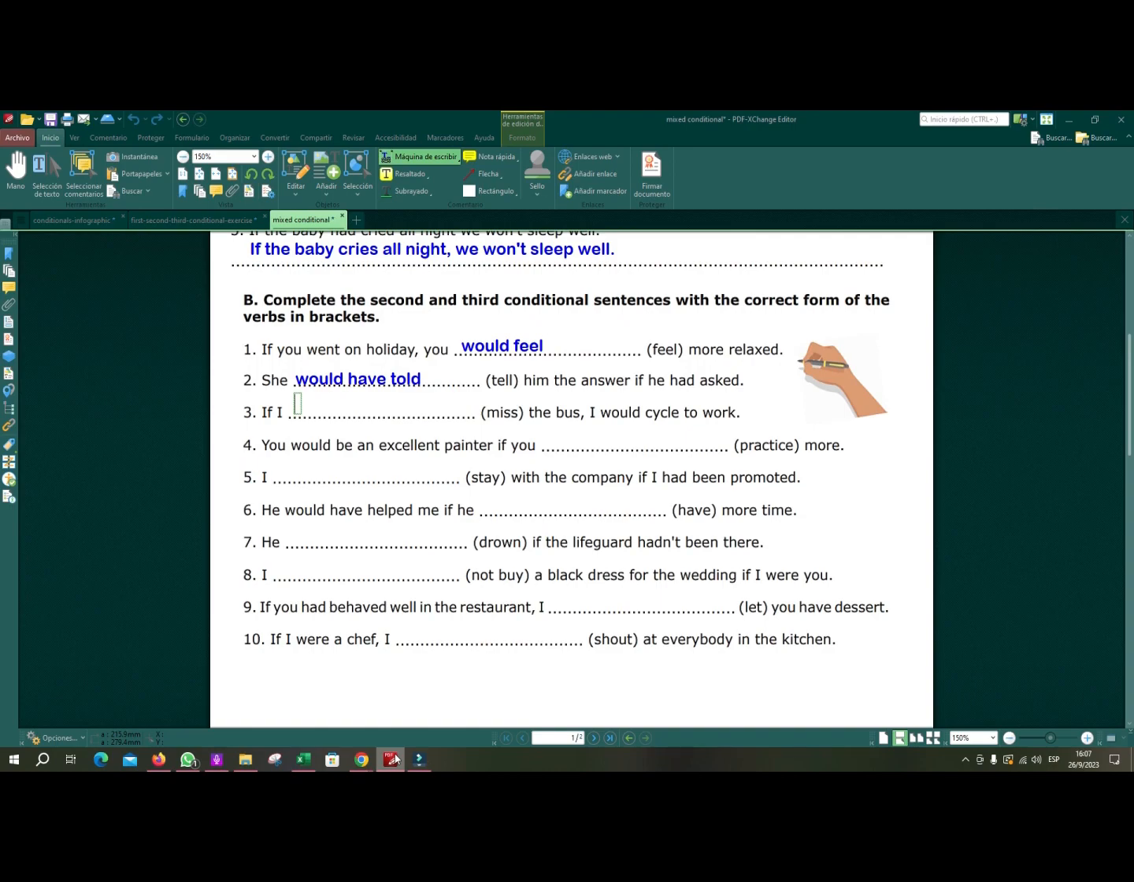If I would miss the bus, I will have. But that would be a second conditional, Mr. Rohmin. Remember, in the second conditional, in the if clause, you have the simple past, and in the main clause, you're going to have would plus the infinitive. So, which tense are you going to use there? That is the if clause.